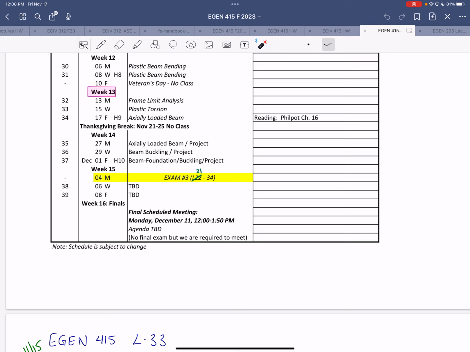But as I mentioned previously, right, even though we're not having a final exam in this class, we are required to meet this week on Monday of finals week. So I do have a guest lecture lined up for you. So it's going to be a local prosthodontist, Dr. Sven Bone.